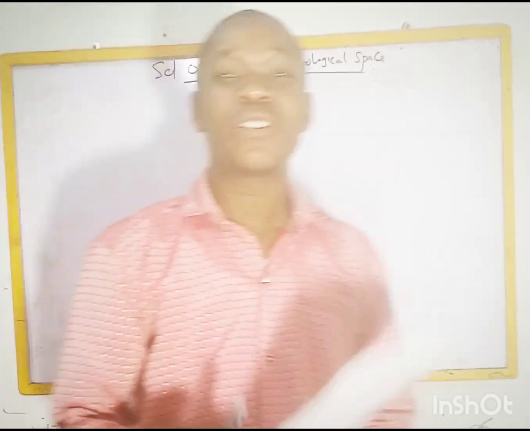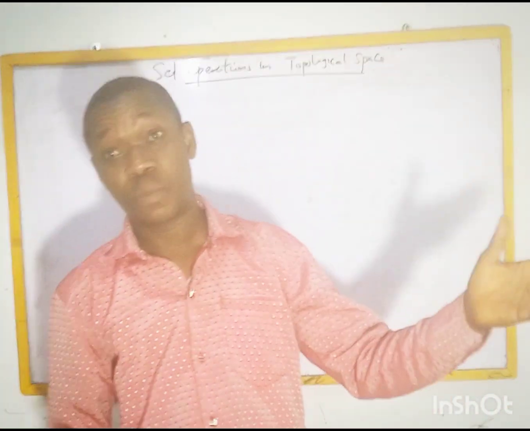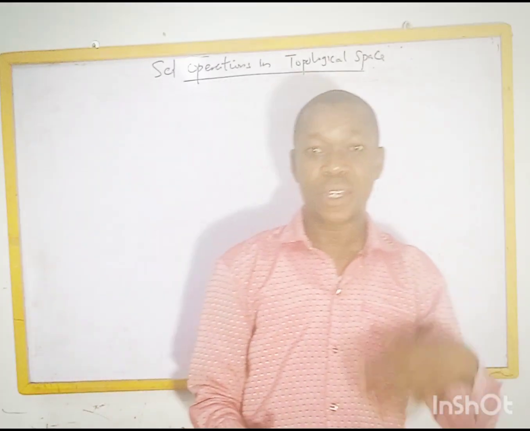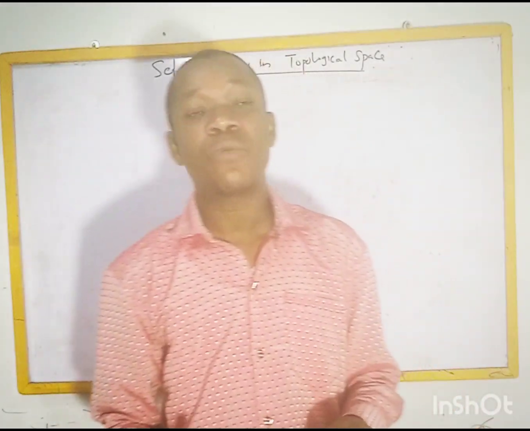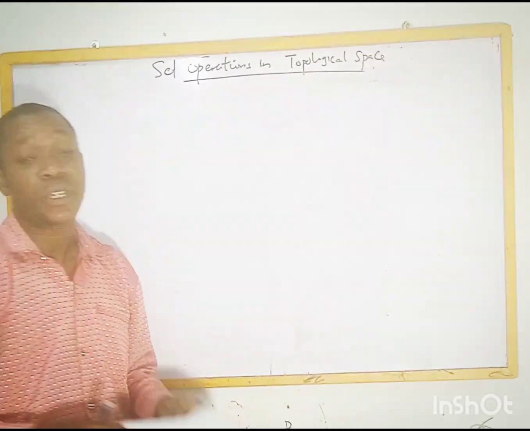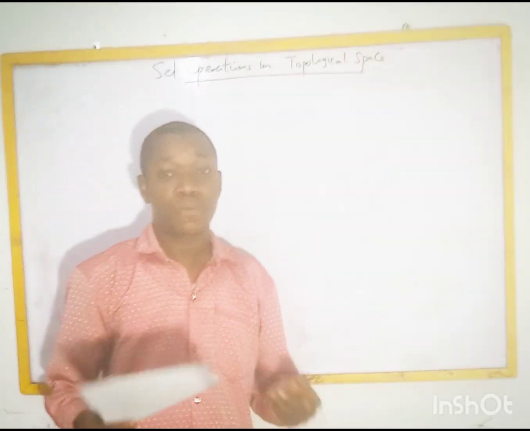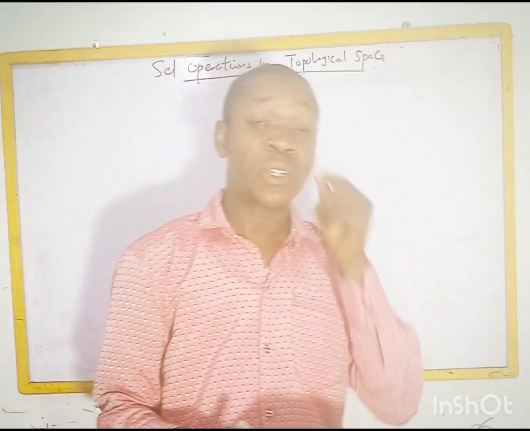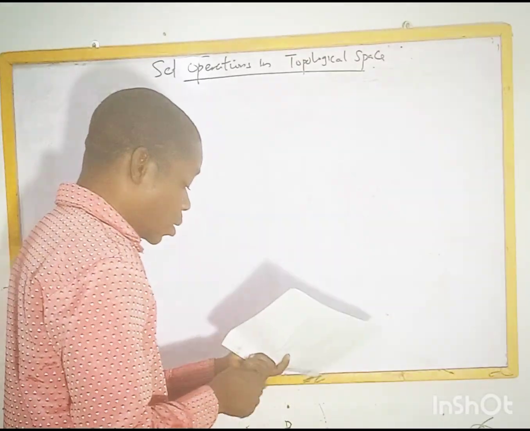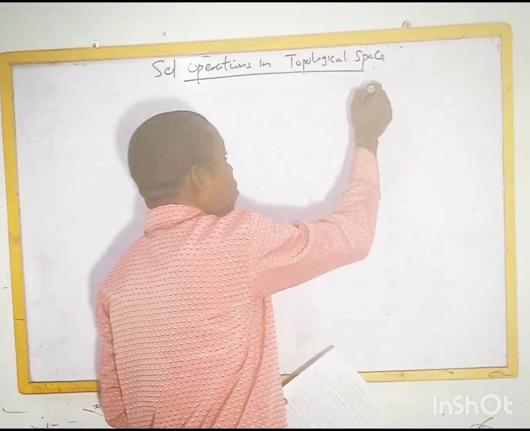In the last class, we looked at topological space, subspace of topological space, open set, closed set, and the like. Today we want to go into set operations in topological space. What are those things you have to consider? We want to consider what we call accumulation points.